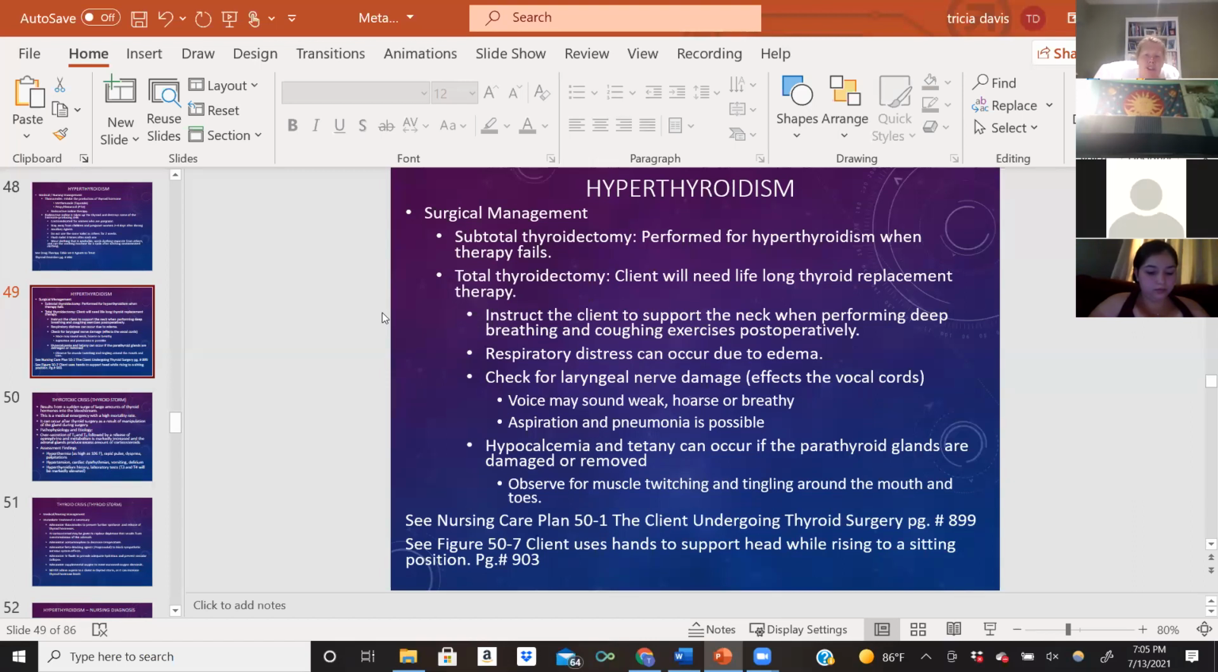When they're doing this surgery, if by any chance the parathyroid glands are damaged or removed in the process, our patients are then at a higher risk of developing hypocalcemia and tetany. So these patients you would want to observe for muscle twitching and tingling around the mouth and toes.